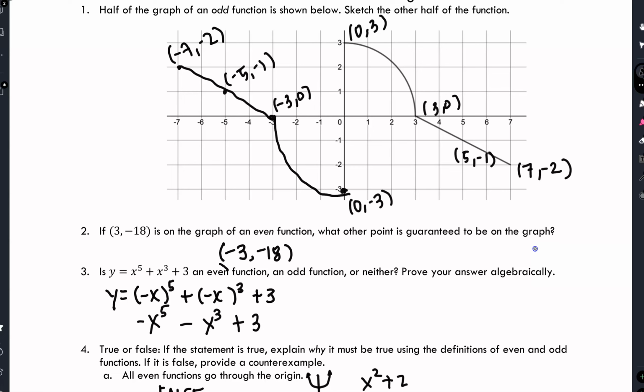So to be an even function, that means it's got to be identical to the original function. But these two signs are opposites. To be an odd function, all of my signs would need to be opposite, so they would all need to be negative, right? So this one's going to be neither because I have this positive right here. So I have this one positive back here. So this one's going to be neither.